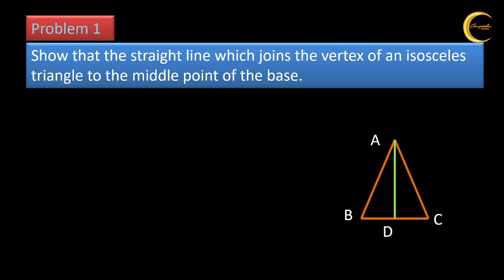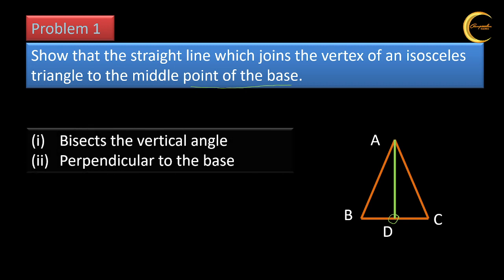This D is the middle point of the base. This is important. So what we have to prove? We have to prove that this line AD bisects the vertical angle. Vertical angle means this angle BAC. Bisect means these two angles are equal, this angle BAD equals this angle CAD.